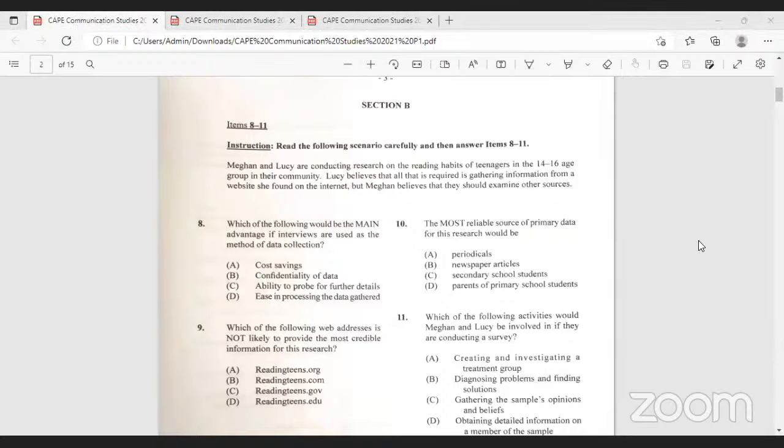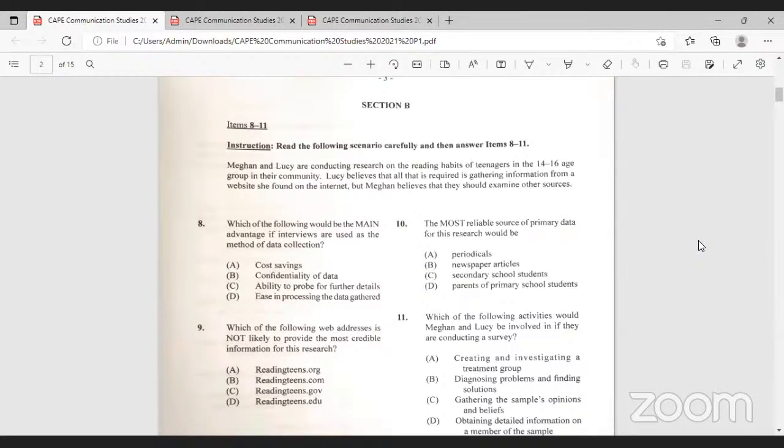7 is done. So moving on to section B in module 1, Megan and Lucy are conducting research on the reading habits of teenagers in the 14 to 16 age group in their community. Lucy believes that all that is required is gathering information from a website she found on the internet, but Megan believes that they should examine other sources.